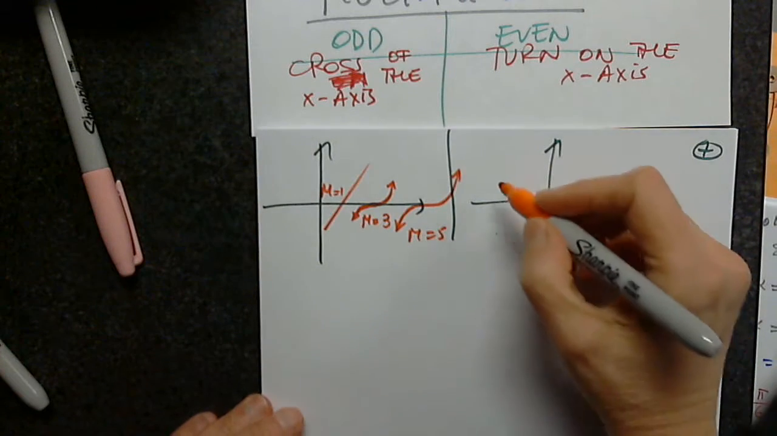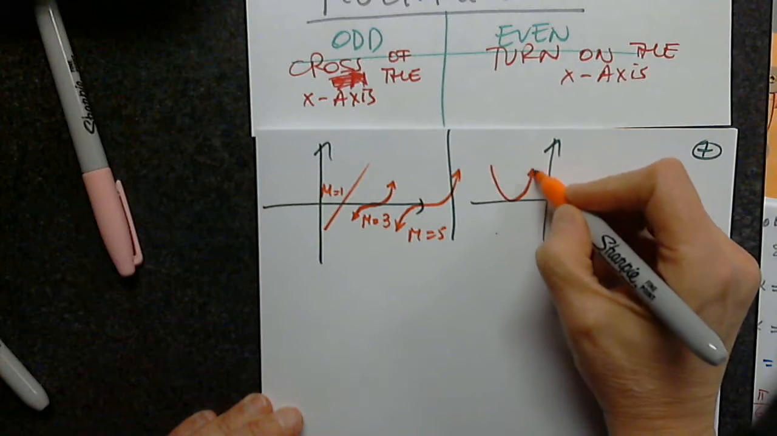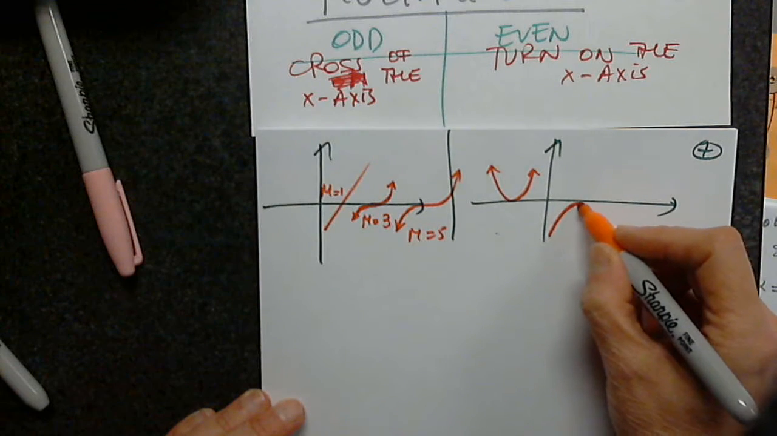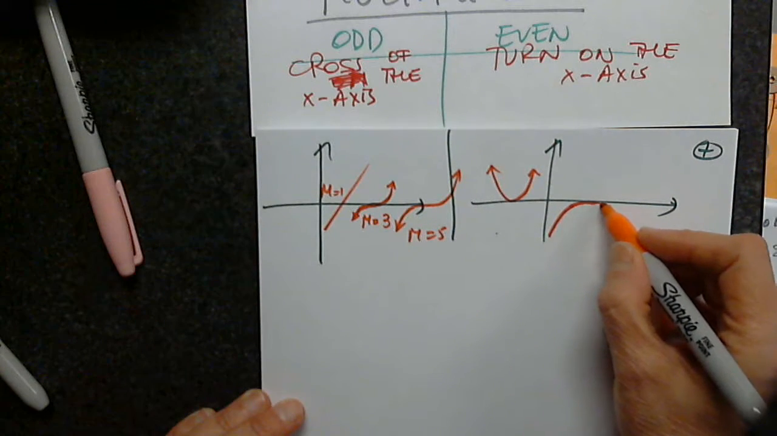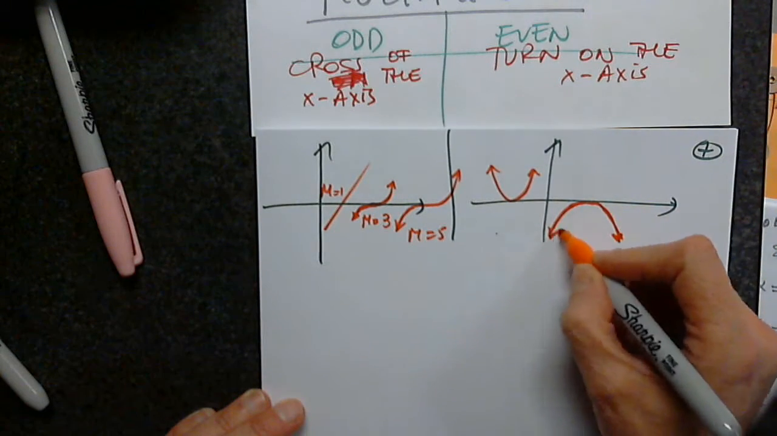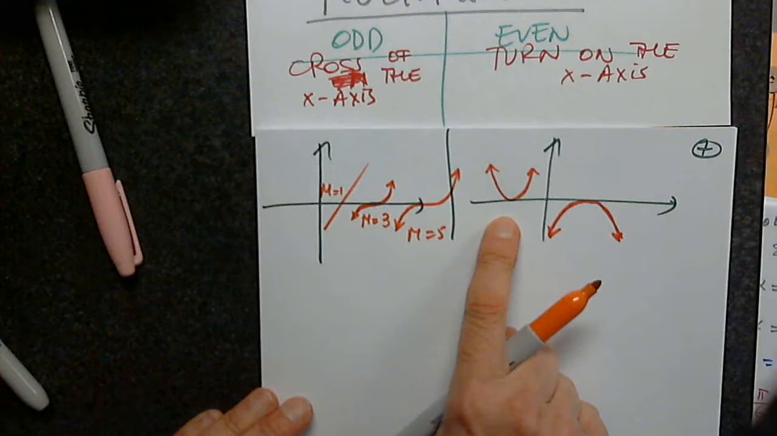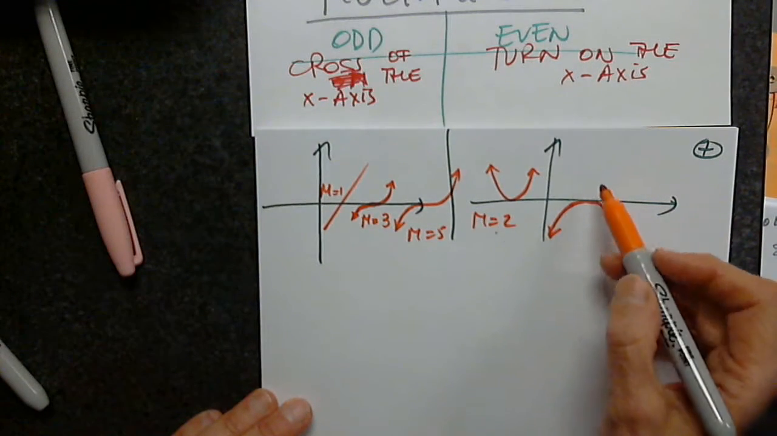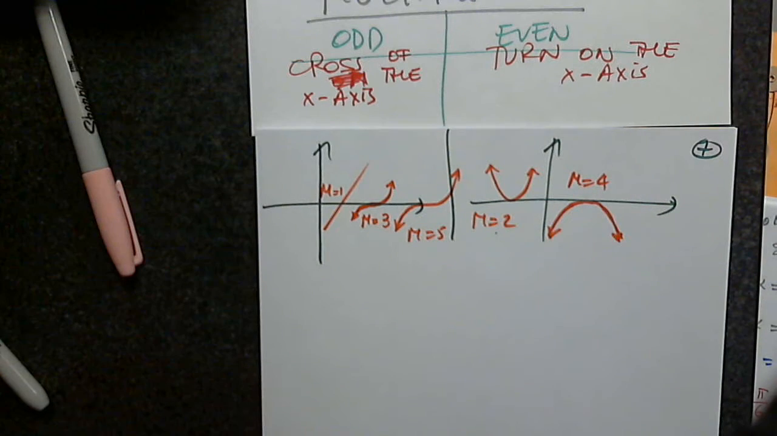Okay, here's a turn. And here's another type of turn. What is the multiplicity here? What is the multiplicity here? That's it. And the flatter it gets. Okay.